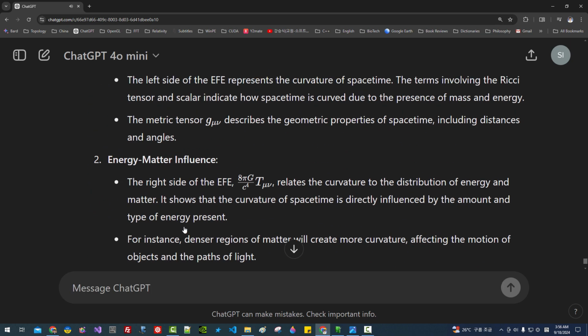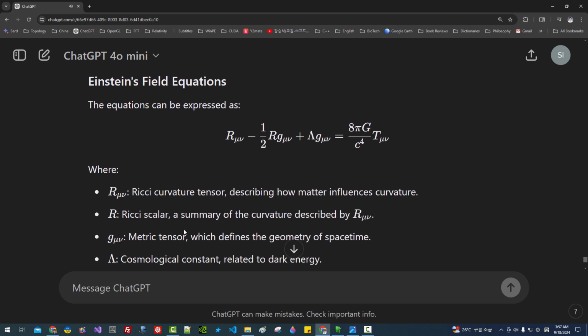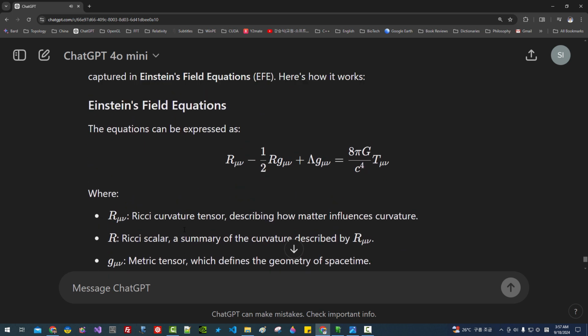Certainly. The relationship between curvature and the shape of our universe is fundamentally captured in Einstein's field equations, EFE. Here's how it works. Einstein's field equations. The equations can be expressed as R mu nu minus 1/2 R g mu nu plus lambda g mu nu equals 8 pi G over c to the fourth T mu nu.